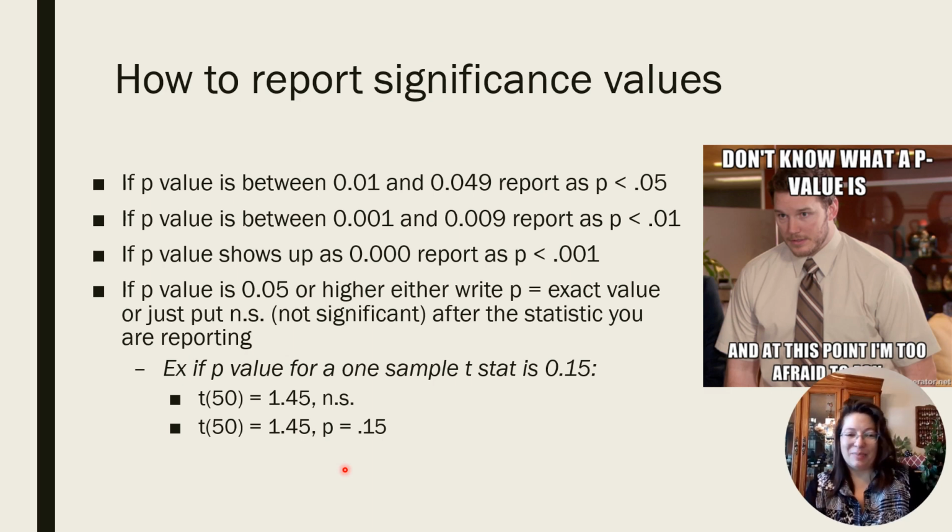And as a reminder, the p-value is the probability that what we're seeing is due to chance. So with a p-value of 0.15, we're saying that there's a 15% chance that what we're seeing is just completely random differences and not actually due to some kind of real effect.